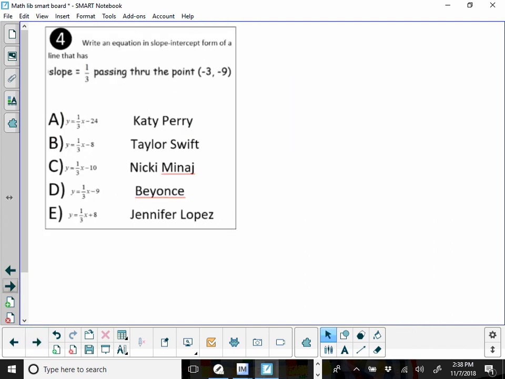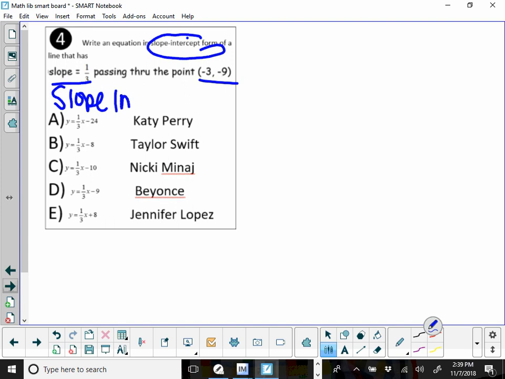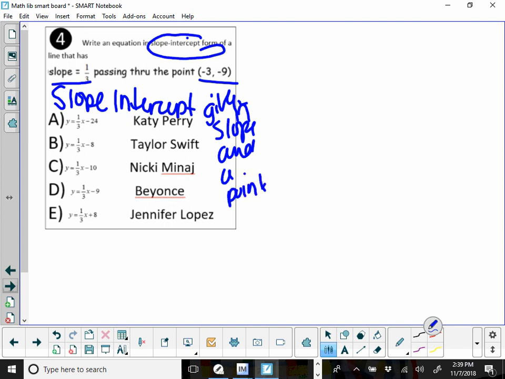Okay. All right, number 4. Now remember, you can use your form friend on your test on Friday. Write the equation in slope-intercept form of a line that has a slope of 1/3 passing through the point -3, -9. So when you see the slope and a point, and it did say slope-intercept form, you should automatically think to turn to the part in your form friend that says slope-intercept form given slope and a point. Sorry, my board's so messed up, y'all. Okay, so that's the flap you're going to be looking at on your form friend.